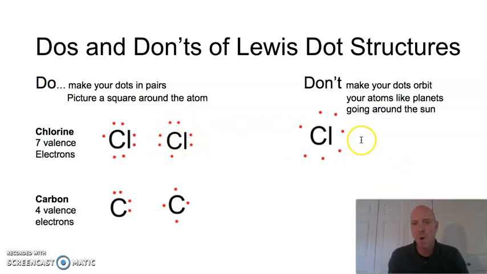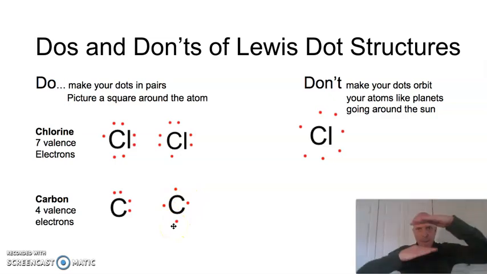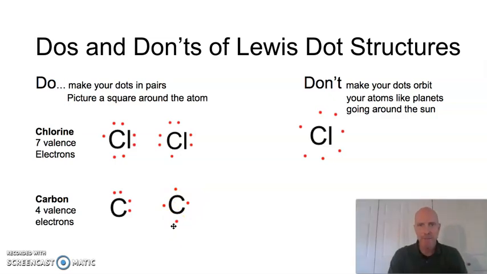Here's what I don't want you to do. These are not planets orbiting a sun, right? So the next step of this is going to require us to have those dots be really neat. Here it is for carbon. You can go 2, 2, or you can go 1, 2, 3, 4. But again, picture like a box going around the atoms, okay?